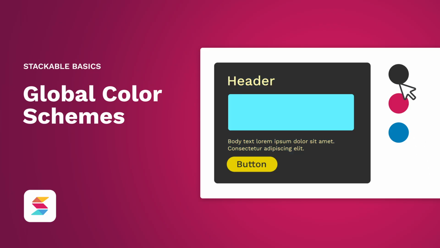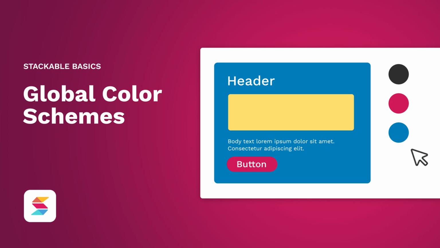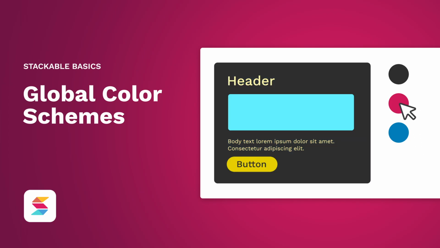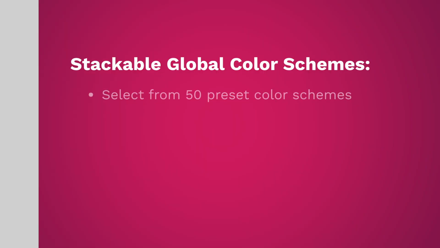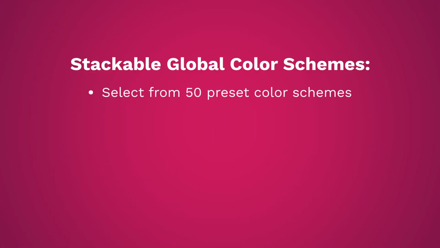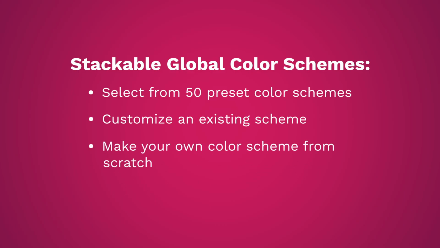In this video, you will learn all about global color schemes. Global color schemes allow you to control and update colors across your entire site. You can either select from 50 preset color schemes, customize an existing scheme, create your own color scheme from scratch, and once applied, these colors automatically update across all stackable blocks.